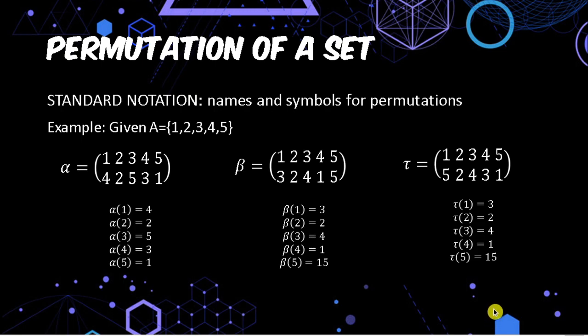Now, may standard notation tayo ng permutations para hindi natin sinusulat as a set na gaya ng ginawa natin kanina. So, if this is the given set, the first is we normally give names. Ang gagamitin natin, most references do use the small letters of the Greek alphabet. This is alpha, for example, this is beta, this is tau. Yung iba, delta, mga small letters. So, we can name them. Of course, because they are sets.